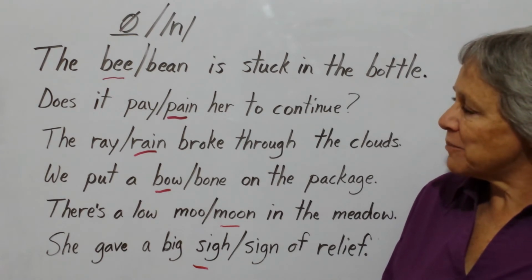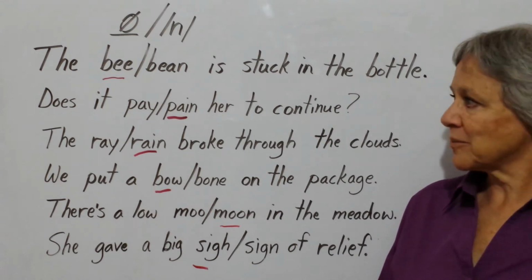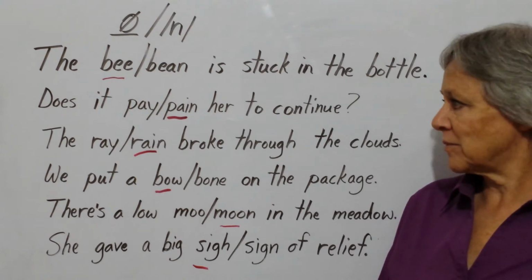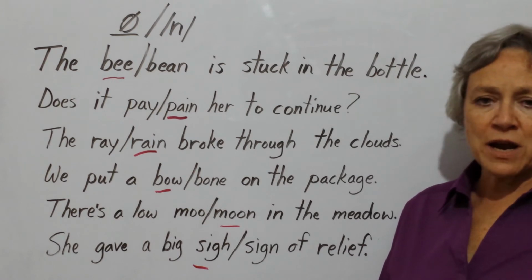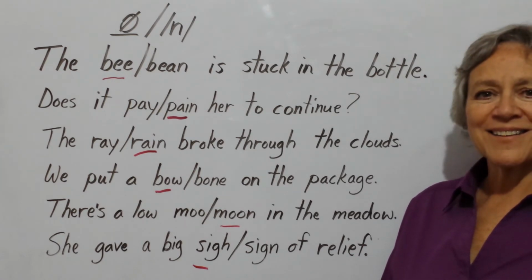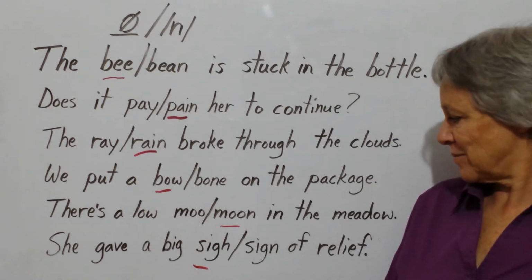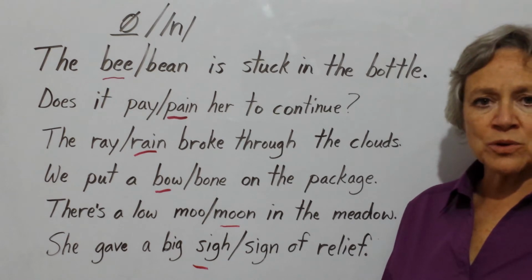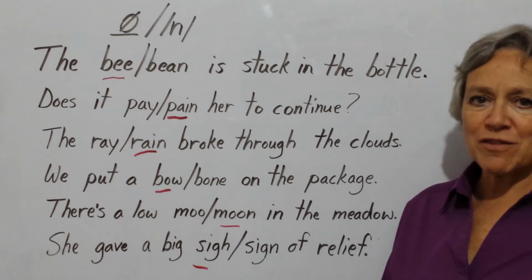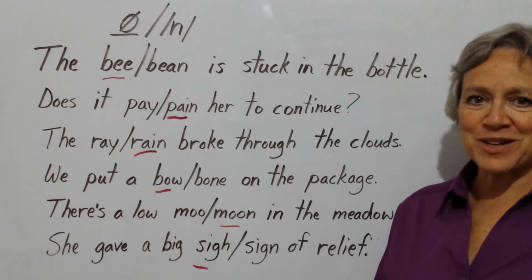So these are the ones I said. The bee is stuck in the bottle. Does it pain her to continue? The rain broke through the clouds. We put a bow on the package. There's a low moon in the meadow. She gave a big sigh of relief. Okay, let's go to the next one.